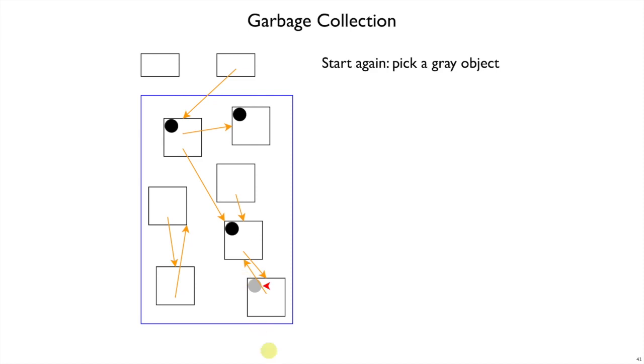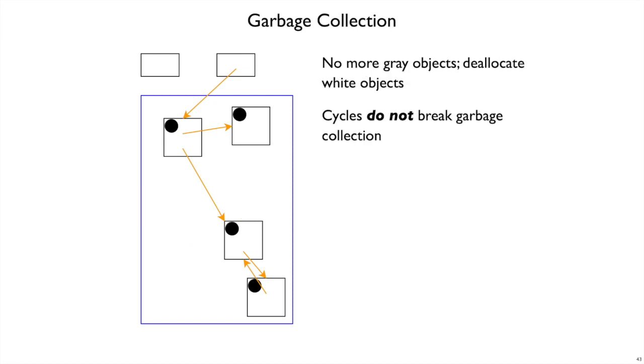We do have a gray object that we can pick. We follow its outgoing orange arrow, but that block is not white. It's already black, so we just leave it alone. Now we're done with this object. We paint it black. At this point, we look for gray objects, and we don't find any more gray objects, so that means we're done. Everything is either white or black. All the white objects we can just delete. And so now we have made more space in our heap, and we have taken care of this cycle that was sitting in this portion of our heap. The garbage collector would next need to clear all the colors, so it's set up for the next collection, but then it can proceed with regular interpretation and allocation.